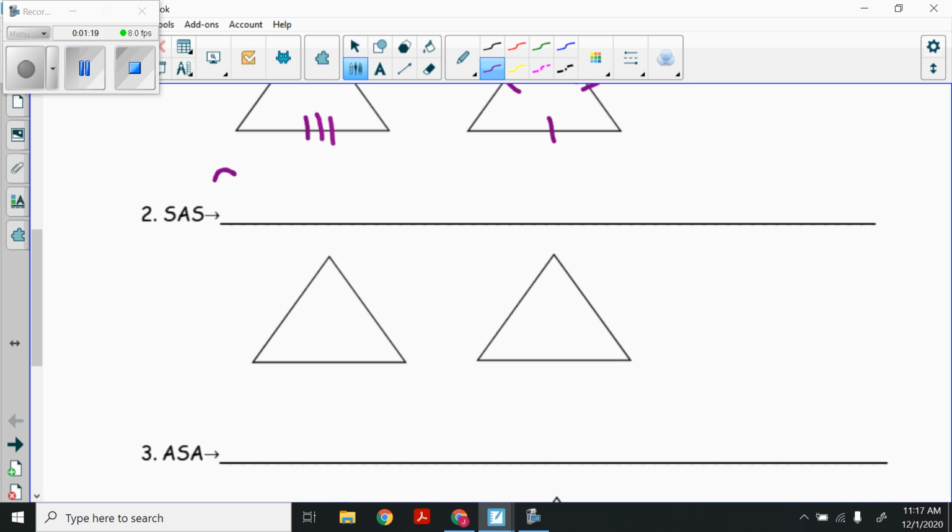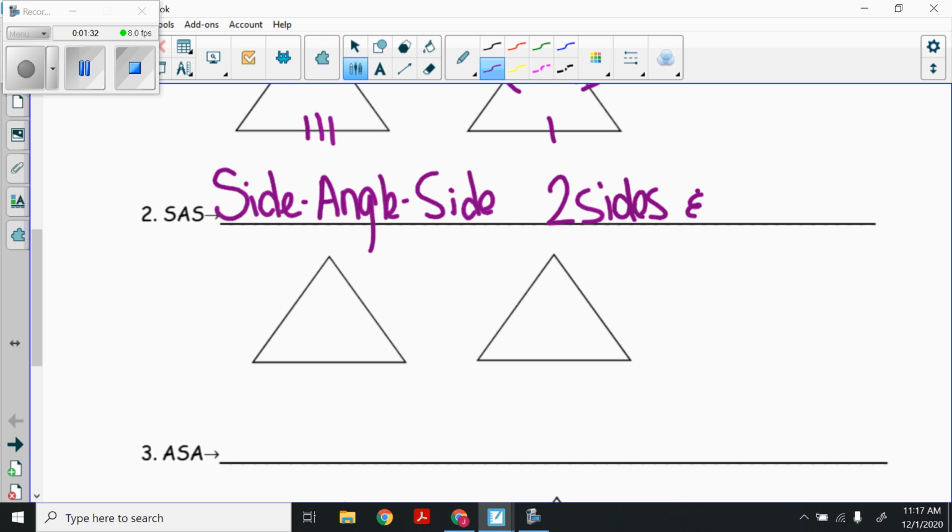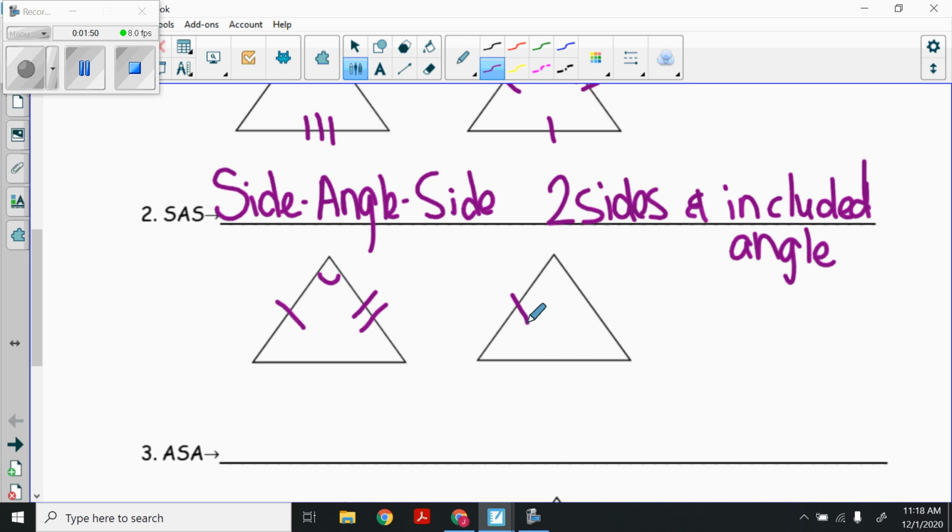This is for side, angle, side. So this is where you have 2 sides and the included angle. And what I mean by the included angle is the angle that's between the 2 sides you know. So let's say I know this side and this side. The angle that's between those 2, so where those 2 intersect, is that angle up there. So I could have it marked over here. So I would have side, angle, side.